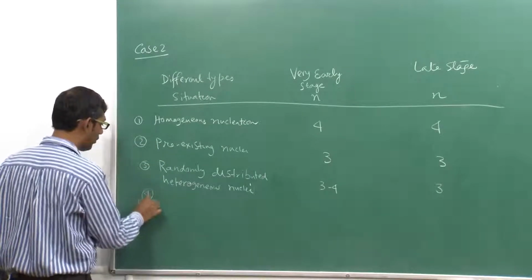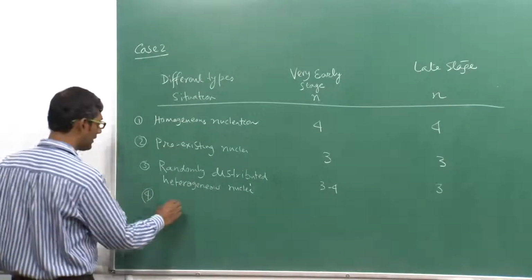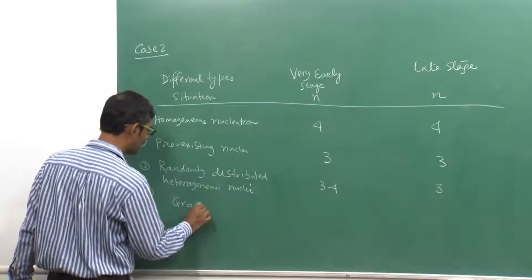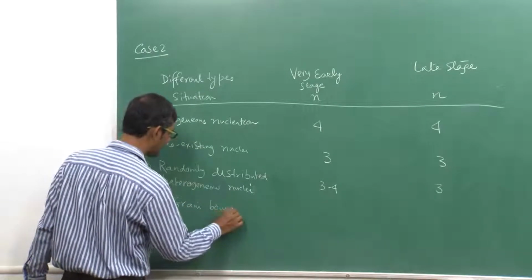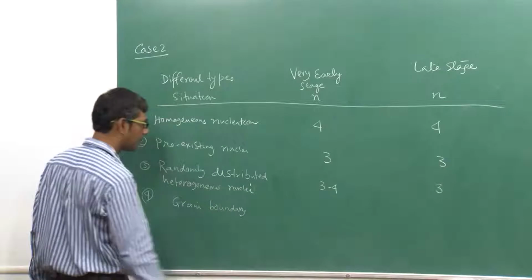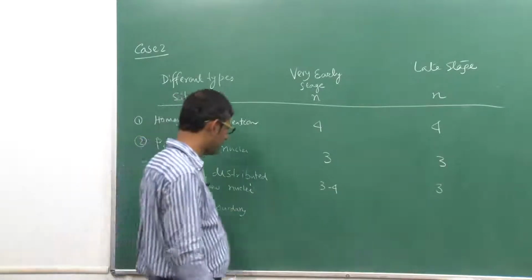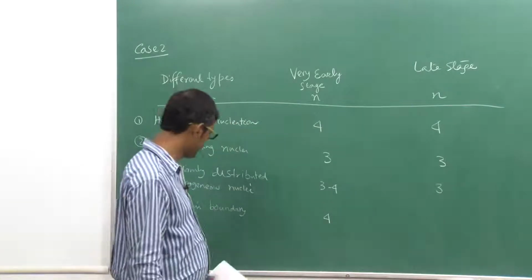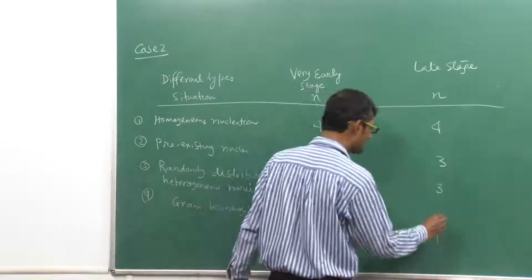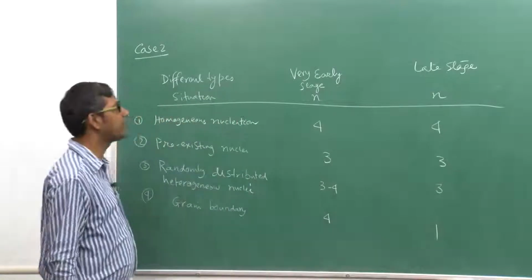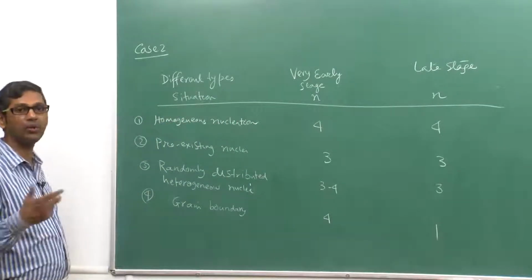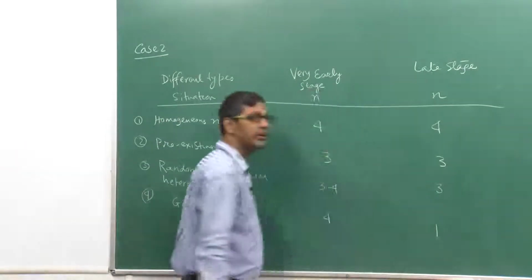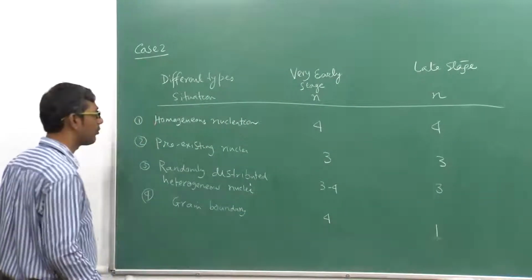Now situation 4 is basically nucleation along grain boundaries. So I simply write grain boundary. If it is along grain boundaries, obviously initially both nucleation and growth can happen. So that is why it is 4, but at the later stage it will be 1. That I told you: when all the grain boundaries are filled by the nuclei, no longer is nucleation possible, and growth can only happen perpendicular to the grain boundaries. So that is why n becomes 1.